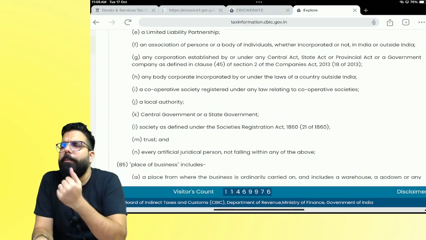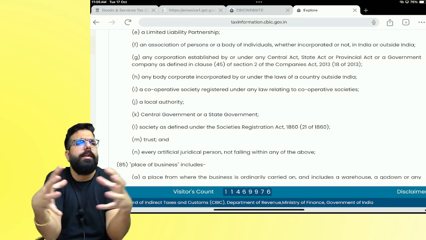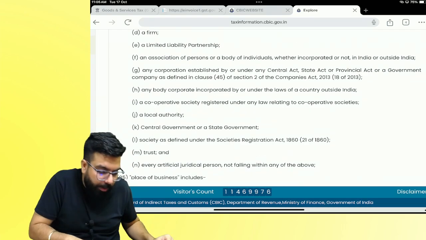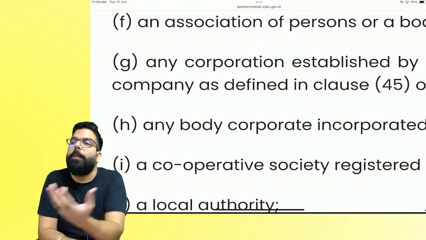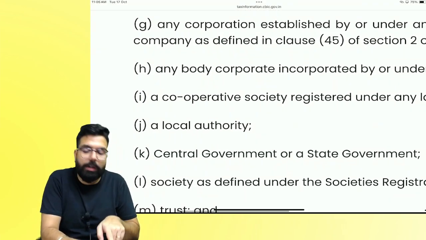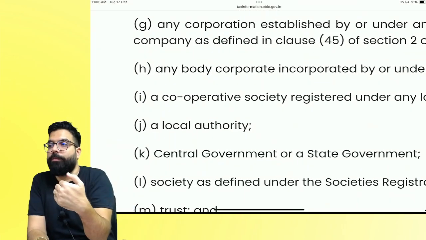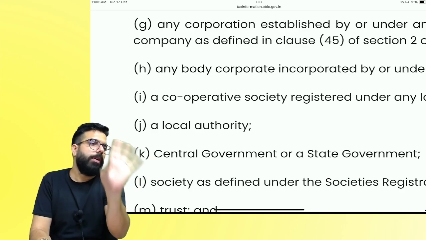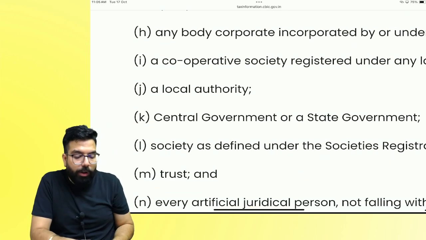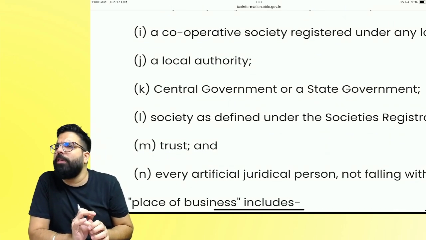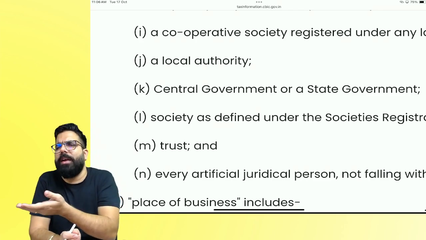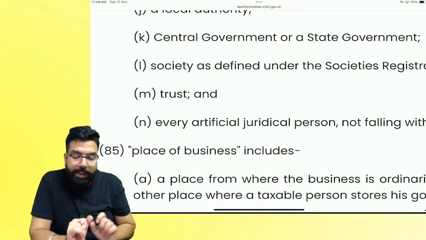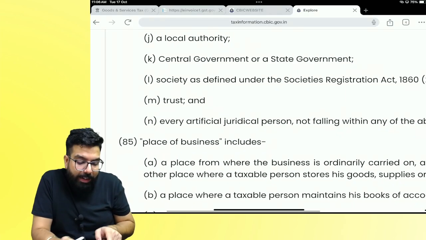Club. What is a club? A club is an association of many persons, or body corporate, company, or any corporation. What do you mean by corporation? Company again. Body corporate includes companies outside India also. As of now, I'll simplify: foreign companies are also body corporates. Then cooperative society, local authority. What is local authority? Municipality, panchayat. Government. Can you see government? Society. Trust. Artificial juridical person.